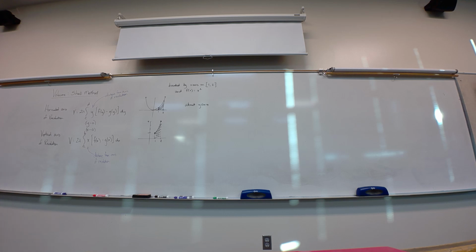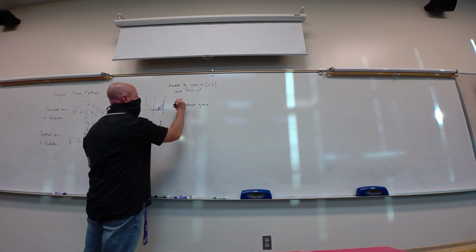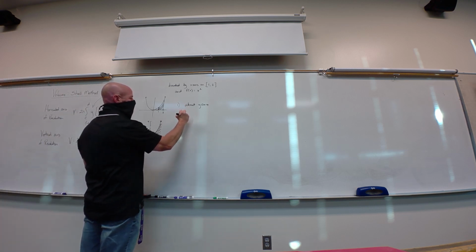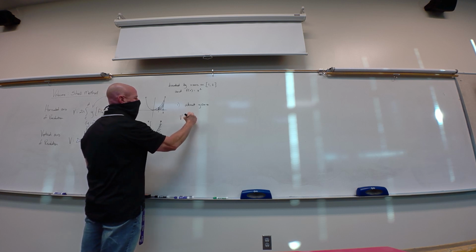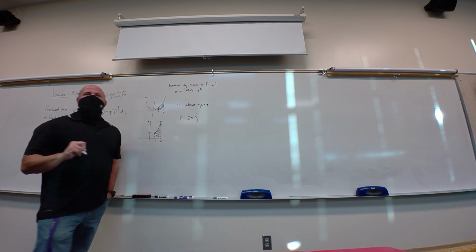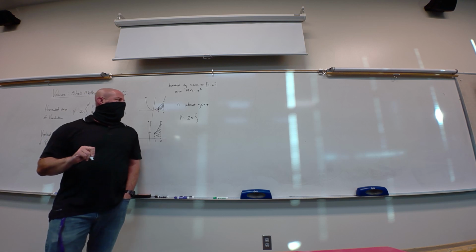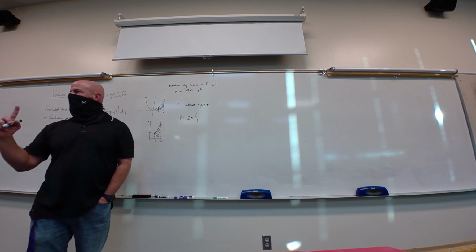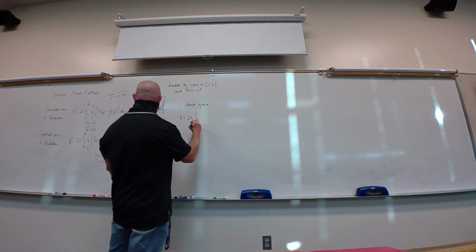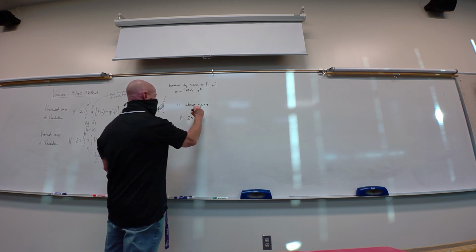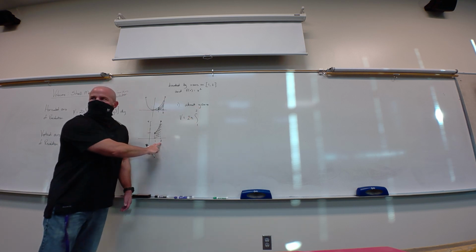Washer, horizontal, x. Shell, verticals, x. Flip. So about the y-axis, let's see, we're going to have volumes, 2 pi. I've got that vertical axis of revolution, so that's going to be my x's. So I'm going to have 1 to 2. Those are my x values in the region.